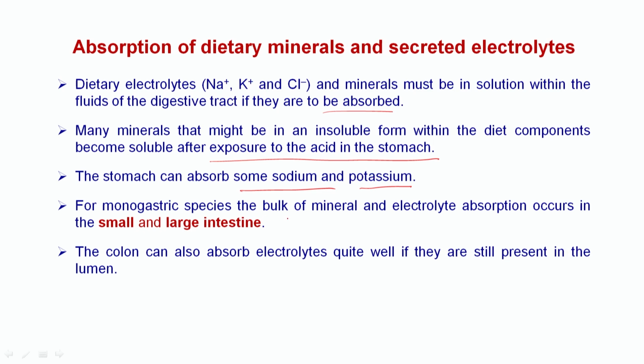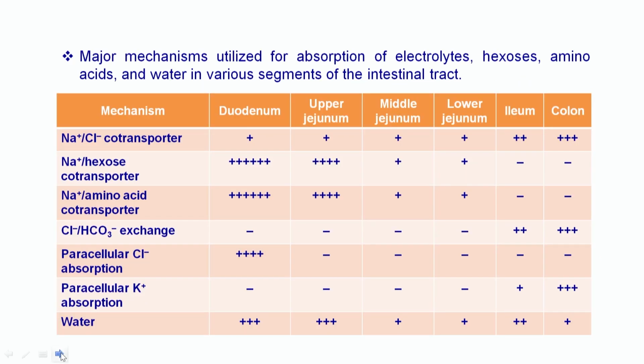For monogastric species, the bulk of mineral and electrolyte absorption occurs in the small and large intestine. The colon can also absorb electrolytes quite well if they are still present in the lumen. So this is the major mechanism utilized for the absorption of electrolytes, hexose, amino acids and water. In the various segments of the intestinal tract you can see how in the duodenum the different particles and ions are absorbed, and then in the upper jejunum, middle jejunum, lower jejunum, ileum and colon.